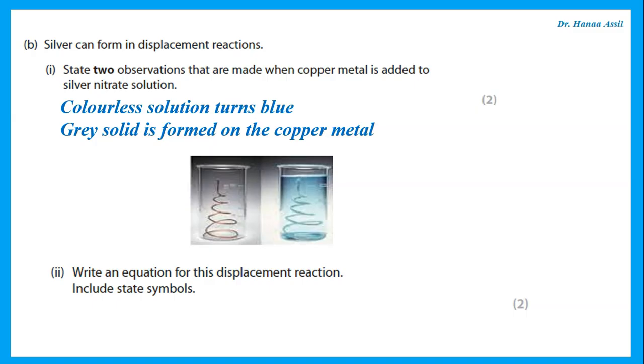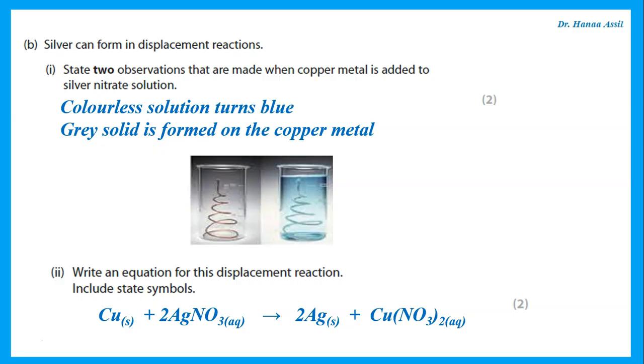You should remember that the copper metal is actually a reddish brown metal. Now it will be covered by a layer of silver, which is a gray solid. And then we're required to write the equation for this reaction. Of course, what we have is copper plus silver nitrate. The copper will displace the silver, so I will end up with silver plus copper nitrate solution, which is blue.